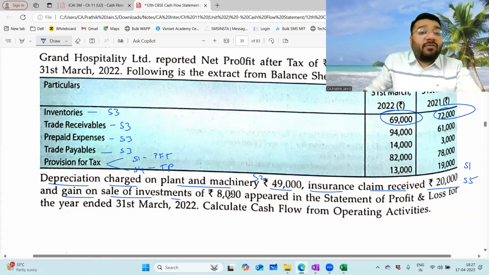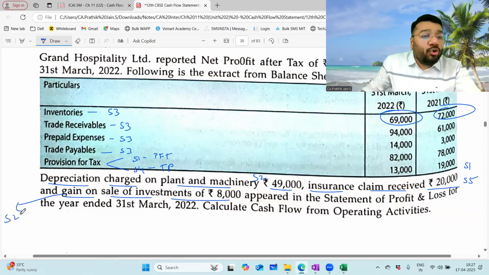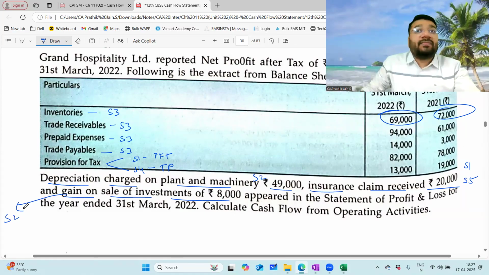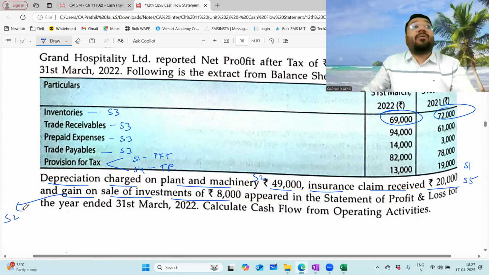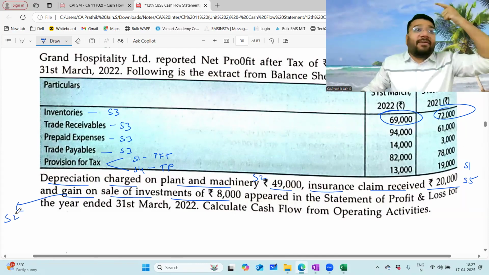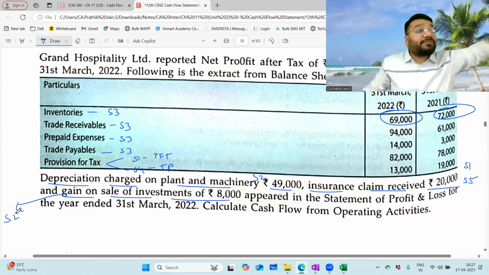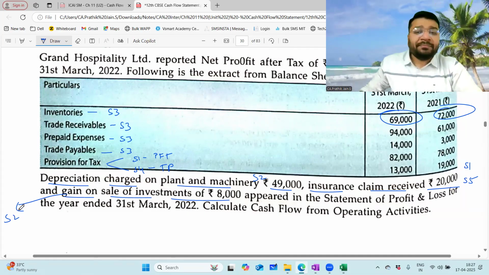Then gain on sale of investment, only in segment 2. On sale, the sale value will be added to your investing activity, and the gain I will permanently reverse here. For that 20,000 of insurance claim, we assume it's for operating.